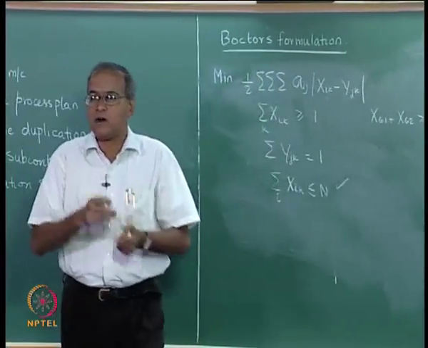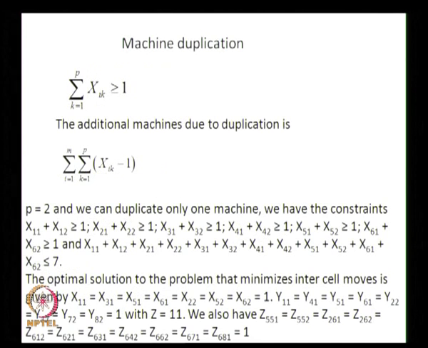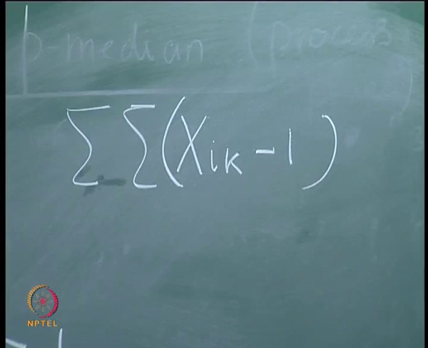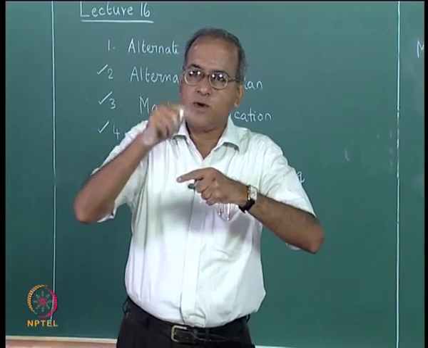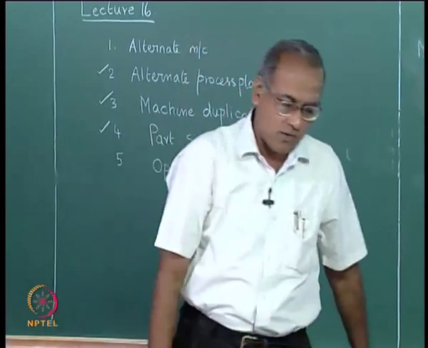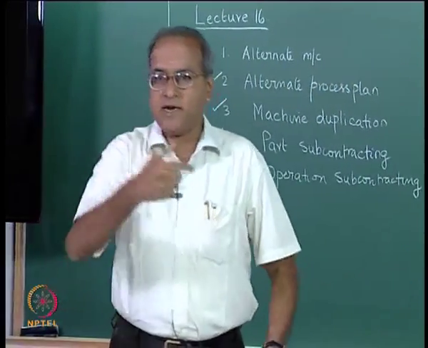In the process, we are also duplicating machines, and the number of machines that are duplicated is given by sigma x_ik minus 1. For example, if we are adding a 6 to the first group and to the second group, so x61 and x62 will be 1. So, sigma x6 will be 2, 2 minus 1, 1 will ensure that there is one extra machine of 6 which is duplicated.